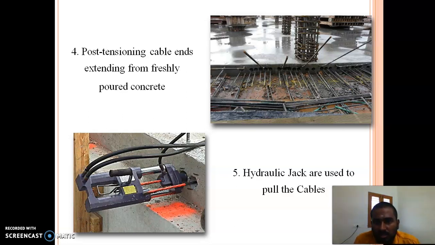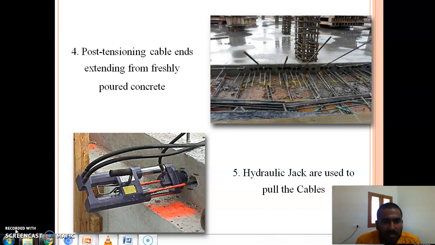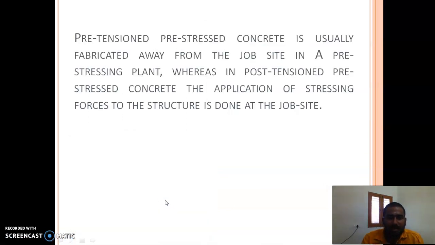Once the duct and the sleeves are there, and the concrete is hardened, the strands are placed inside the duct. After that, as you can see, a hydraulic jack is used to stretch the strands inside the cables. Normally, a pre-tensioned prestressed concrete beam is made in a shop, fabricated away from the job site. Whereas post-tension can be made anywhere, and the stretching takes place at the wall.